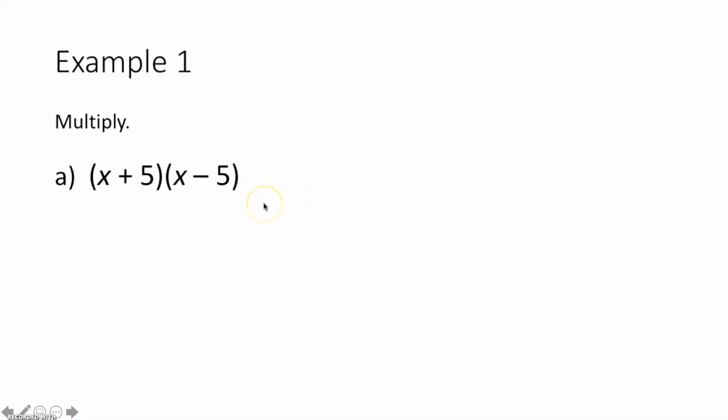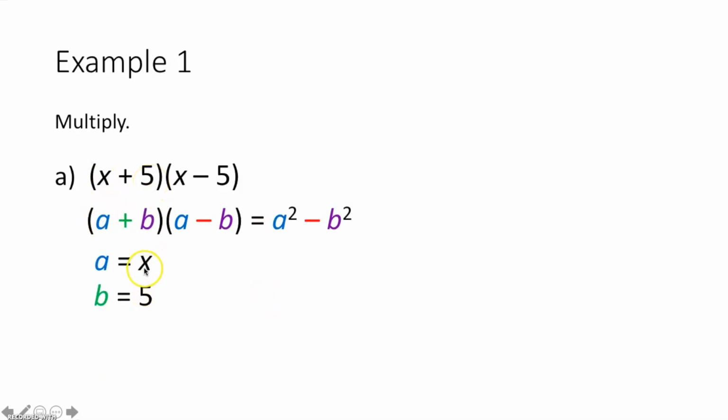What we want to do is see, what is my a value and what's my b value? It looks like my a value is x and my b value is 5. So all I have to do is take these and plug them into a squared minus b squared. So it's going to be x squared minus 5 squared, or x squared minus 25. That's my answer. If you memorize the shortcut, that's how easy it is.